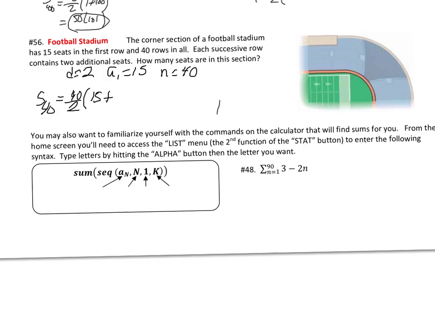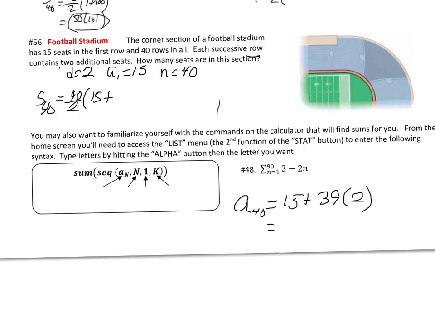I'm writing that down here on the bottom because we're not doing the calculator stuff. So that's a sub 40 equals the first term, which is 15, plus n minus 1, which is 39, times our common difference, which is 2. So 39 times 2 is 78 plus 15. How do you know it's 2? Because it said each successive row contains 2 additional seats, right? We understand that? Yes.